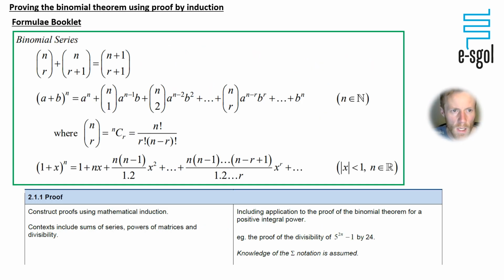Okay, so we're going to have a look at proving the binomial theorem using proof by induction. If we look down at the bottom here at the specification, it's not immediately clear that this might be examined. It says to explore the sums of series, the powers of matrices and divisibility. But in the teaching guidance, it does explicitly say an application to the proof of the binomial theorem. And it says for a positive integral power, so we're basically saying that when that power is a positive integer. When you get into year 2 of your A-level course, you'll deal with situations where that is fractional, where it is negative, but we're not dealing with that here.